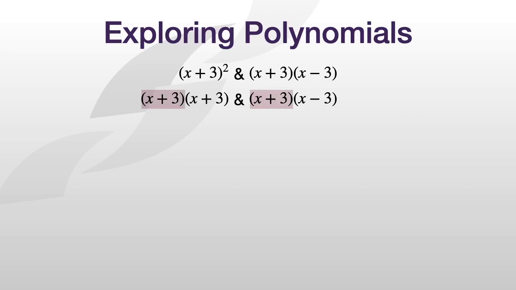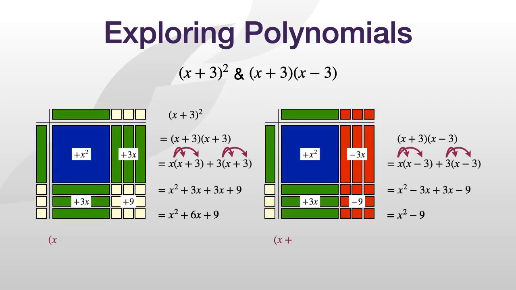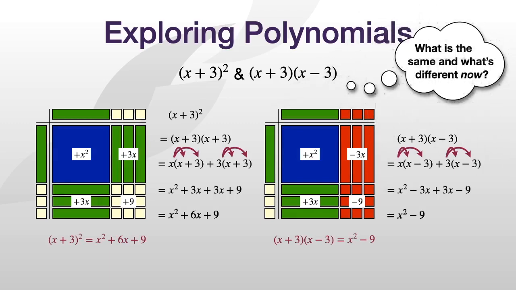In the expression on the left, there's a plus sign between terms within each binomial. In the expression on the right, these signs are opposites, plus 3 and minus 3. Here are the products for each, represented both pictorially and symbolically. What do you notice? Can you spot any new similarities and differences?